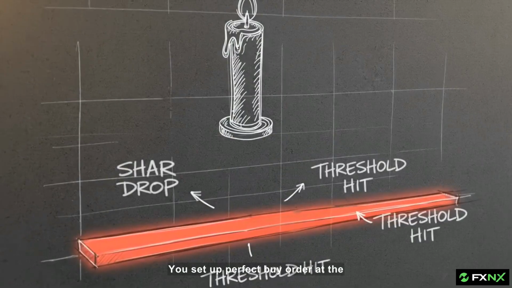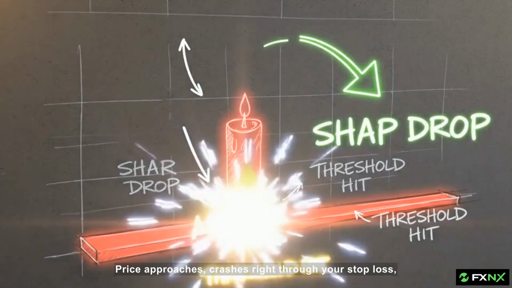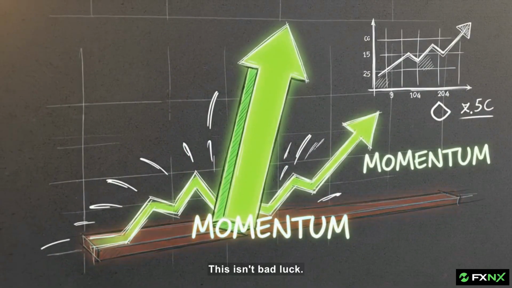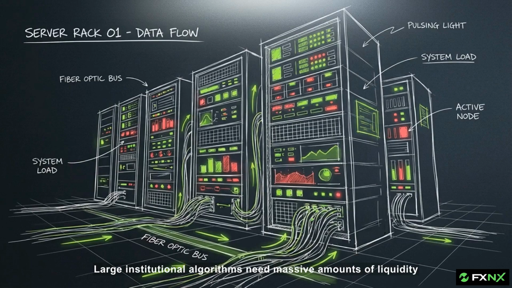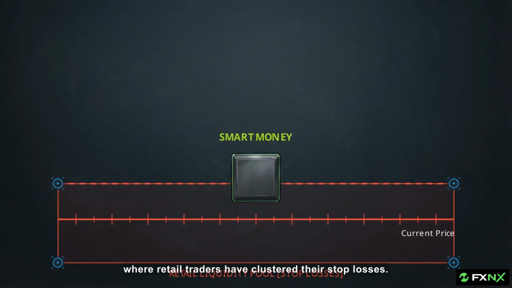You set a perfect buy order at the London Open. Price approaches, crashes right through your stop loss, then immediately rockets toward your original target. This isn't bad luck. Large institutional algorithms need massive amounts of liquidity to fill their orders. To get it, they push price into areas where retail traders have clustered their stop losses.